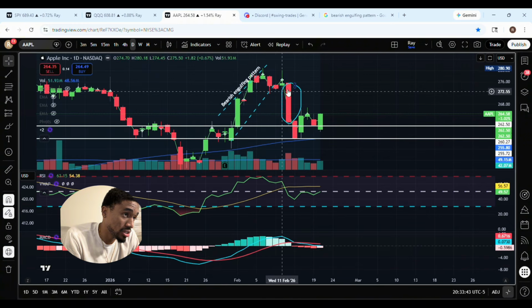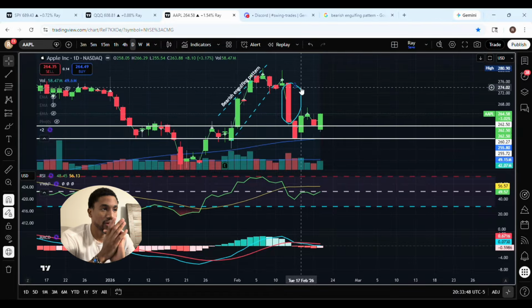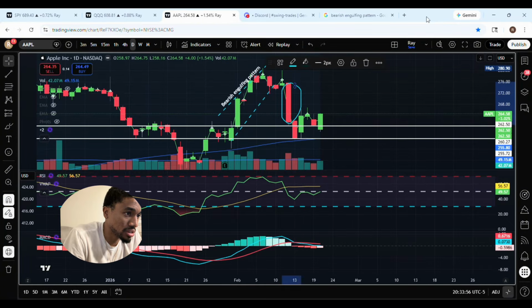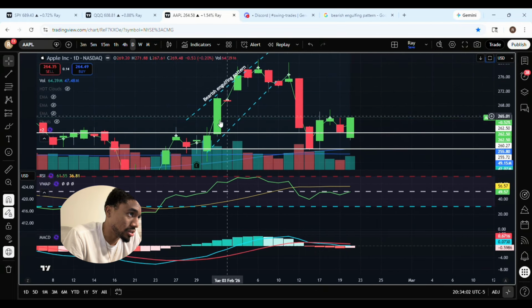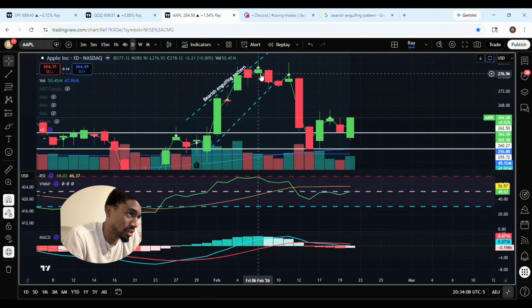Then you see this candlestick I have right here in the blue circle. That's your engulfing pattern. You will always want to see the engulfing candlestick engulf the previous candle. Let me get this circle out of the way so you can see it at a better angle. Okay, so here we have these candlesticks, 1, 2, 3, 4, 5, 6, 7. You have these 7 candlesticks going to the upside.